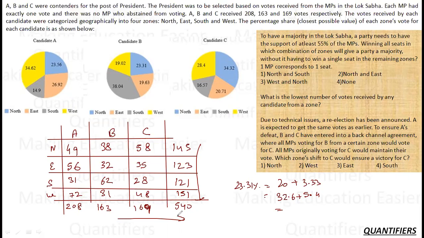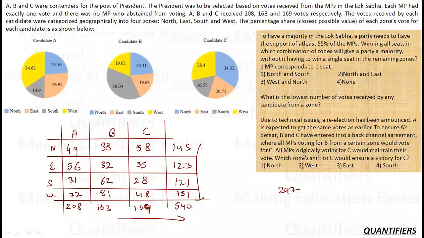Now let's move to questions. To have a majority in Lok Sabha, a party needs to have the support of at least 55% of MPs. So at least 55% of MPs have to be there, which means 55% of 540, or 50% is 270 plus 27, 297 votes. So 297 people have to be there to win an election.